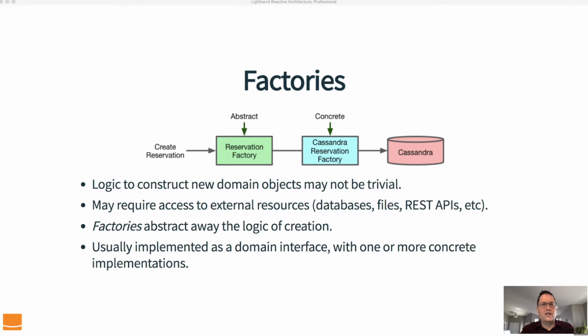So the factory is giving us an abstraction away from that concrete implementation, which means that our domain doesn't need to know about Cassandra. All it needs to know about is reservations. And again, that's a valuable abstraction. Factories, incidentally, if you're used to the term CRUD, create, read, update, delete, factories are the C in CRUD. They are the create.